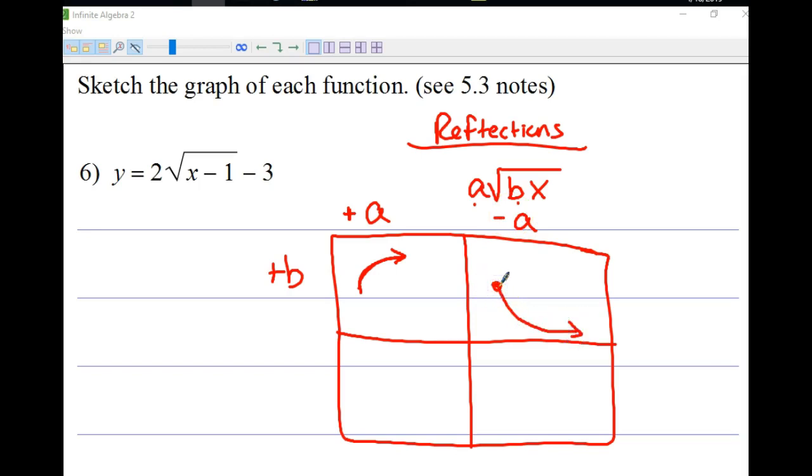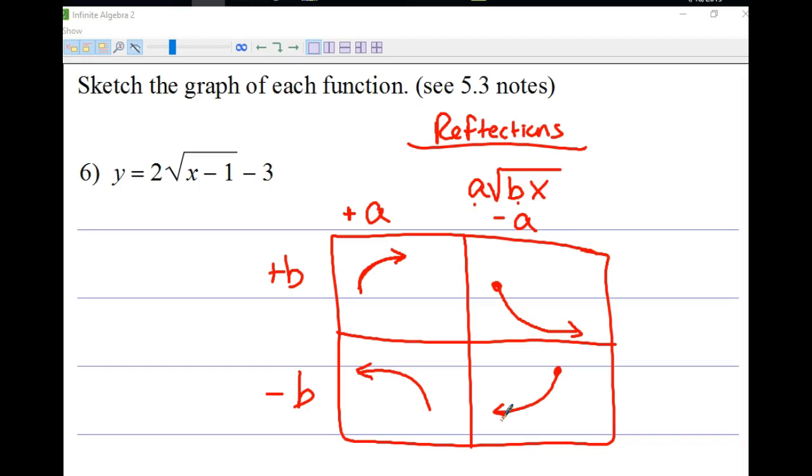Now, but what happens though if there's a negative in front of the x inside the square root? That means the b is negative. Well, that's a horizontal one. So if the a is positive, it's still upward like this, but a negative b will flip it so that it's going the other way. If they're both negative, then we're taking this shape, we're flipping it upside down and sideways, and that would look like this. So if you want to use that little chart to kind of help you know how to deal with your reflections, you can.